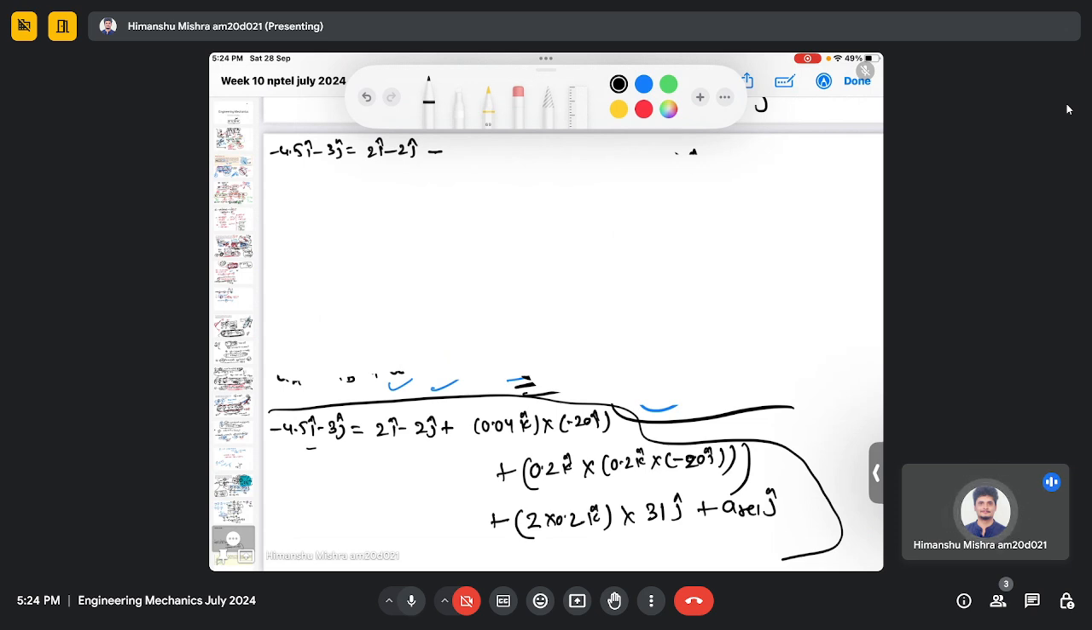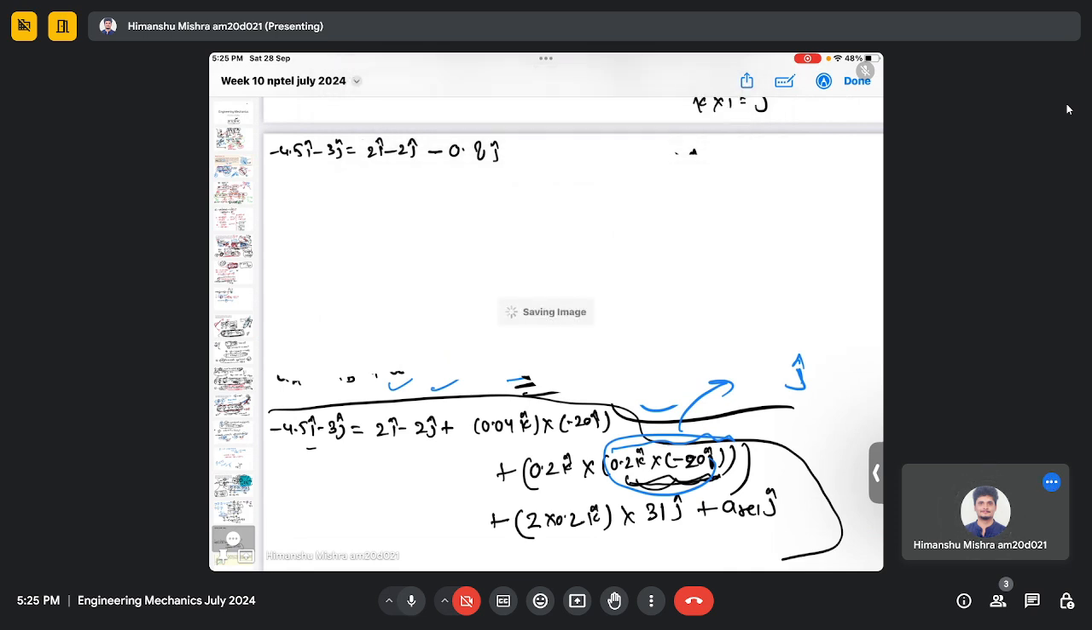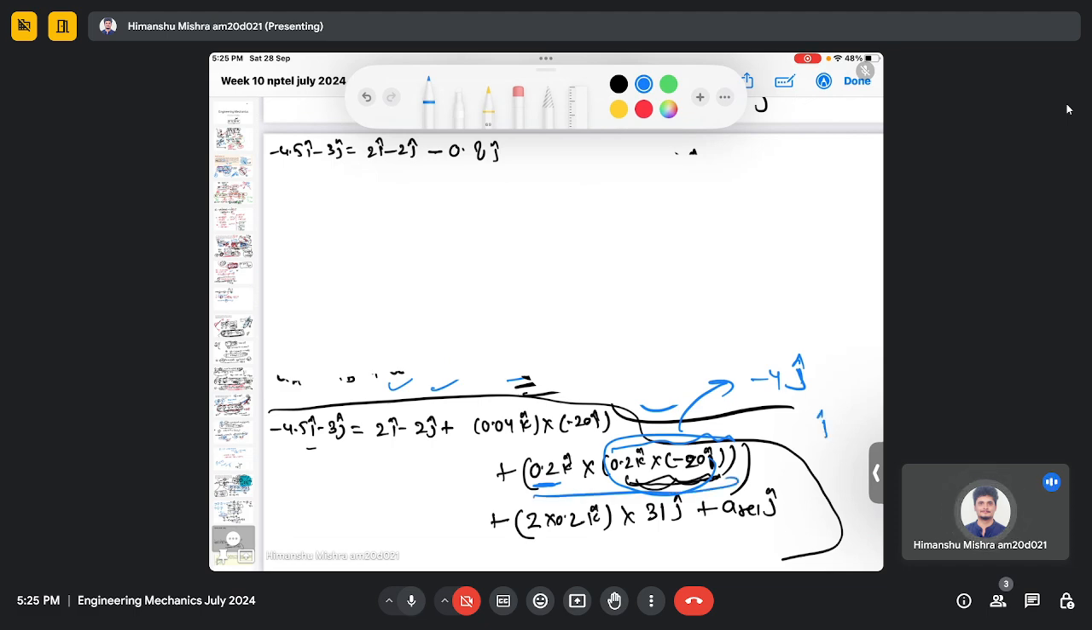The magnitude is 20 multiplied by 0.04, which is 0.8 in the j direction. And this quantity, k cross i, will give me the j component. The magnitude is 20 multiplied by 0.2, which is 4, so minus 4j. Then this is 0.2k cross product with minus 4j. So the overall quantity will be in the i direction, right?